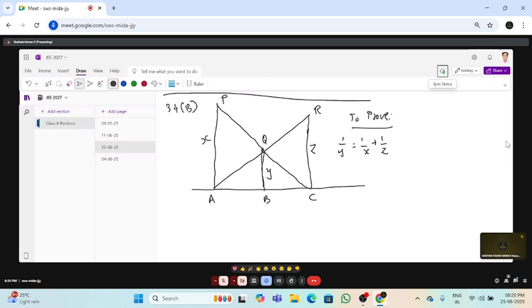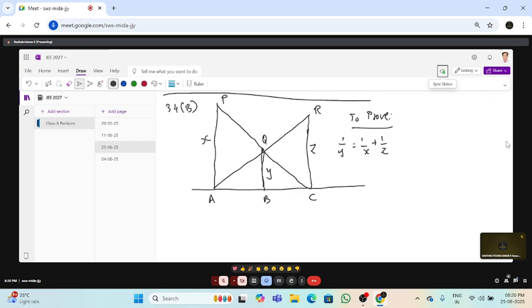write down the relations based on similar triangles, then it will easily follow that 1 by y will be equal to 1 by x plus 1 by z. So what you can see is AB plus BC equal to AC, right? In the base, you can see that AB plus BC equal to AC. So that is the idea: 1 by y equal to 1 by x plus 1 by z.